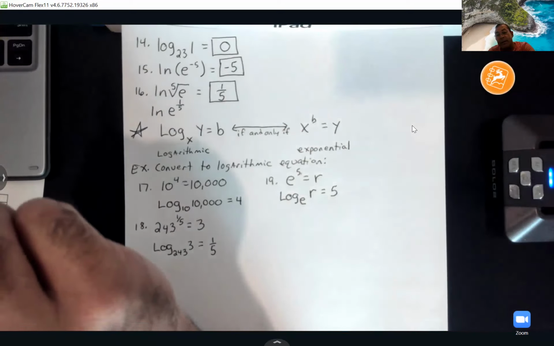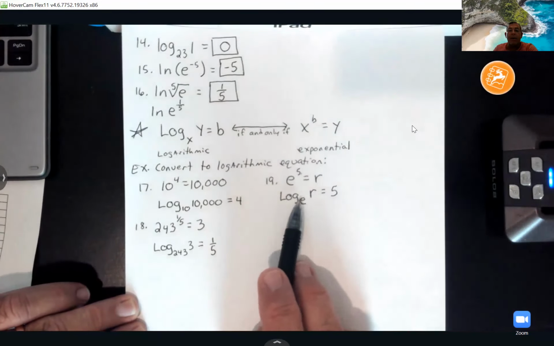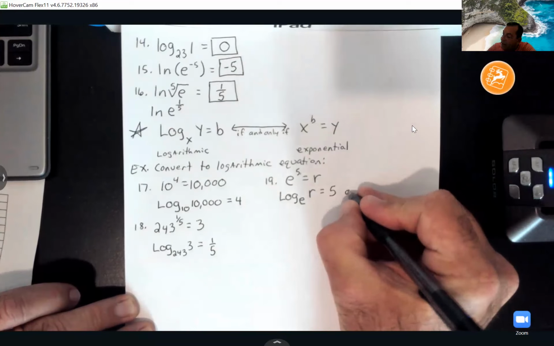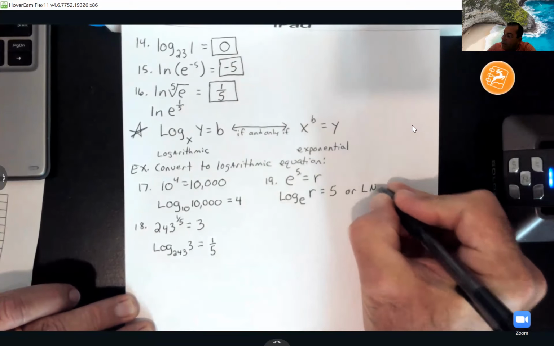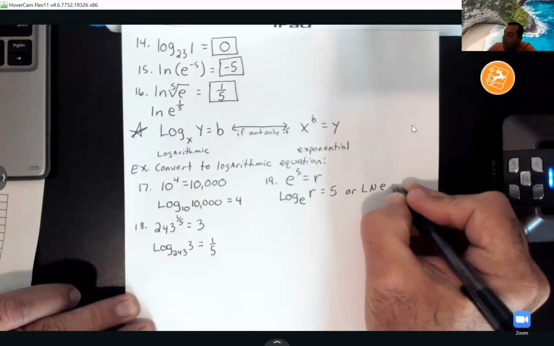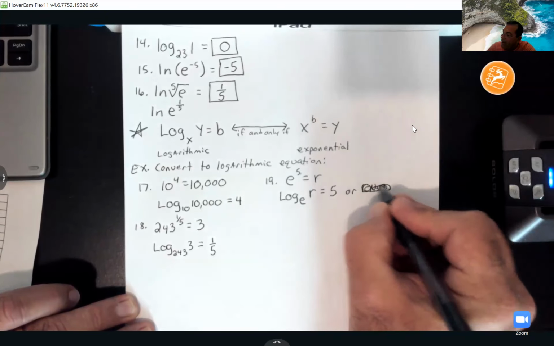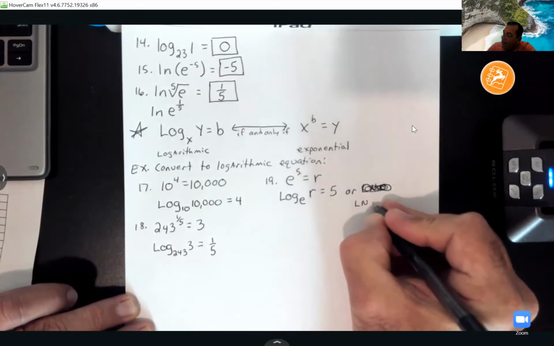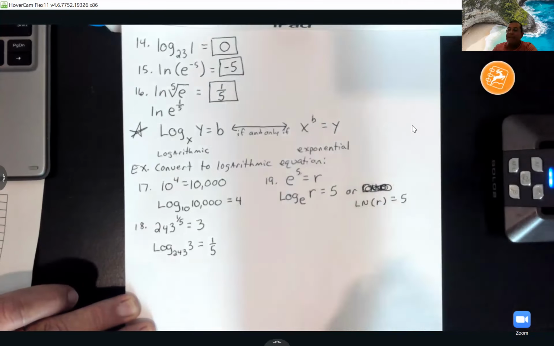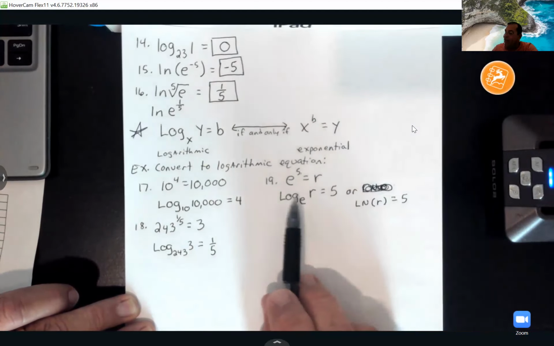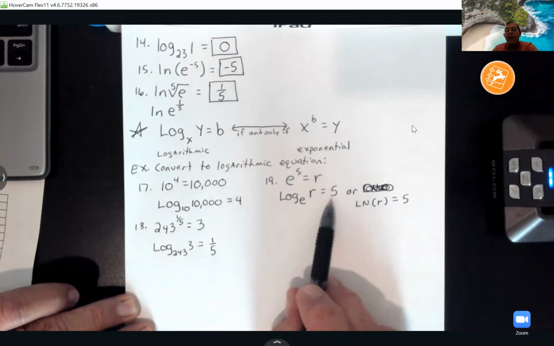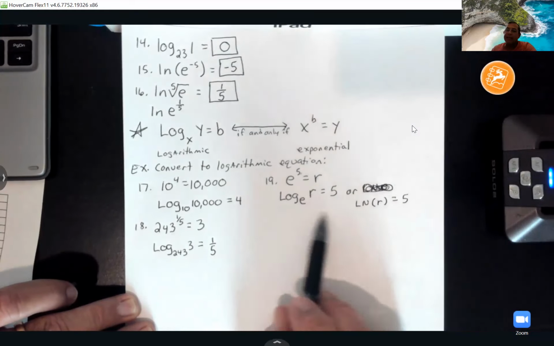Now, y'all, we'll say this. MATLAB would take this in another form. Since this is a log base e, I could write this answer as a ln. How about the ln of r equals 5. So remember, ln is really a log base e, so you can replace that with the ln and then bring down your r, and that equals 5. So MATLAB would take this one either way, okay?